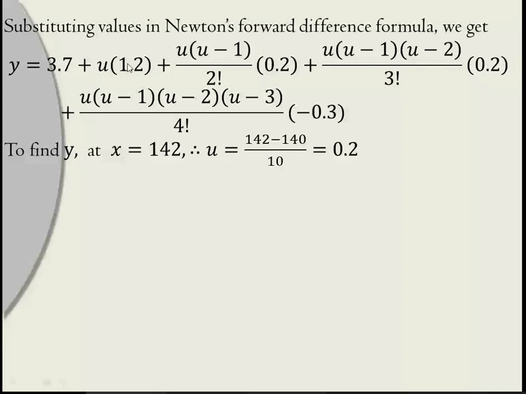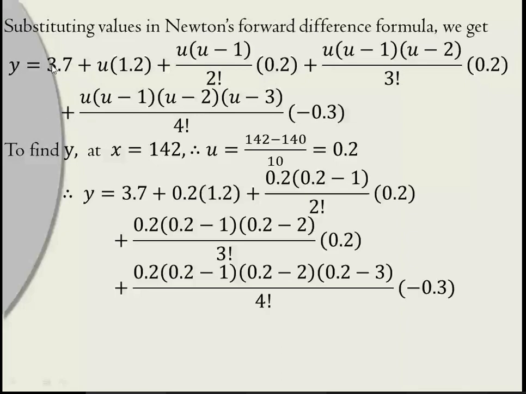Okay, simple calculations are there. So do that calculation. Substituting, we get 3.7 plus 0.2 into 1.2, plus 0.2 into 0.2 minus 1 by 2 factorial into 0.2, plus 0.2 into 0.2 minus 1, 0.2 minus 2 by 3 factorial into 0.2. Okay, same way put it into this last term also. By doing this simple calculation, we can easily get the value of y.